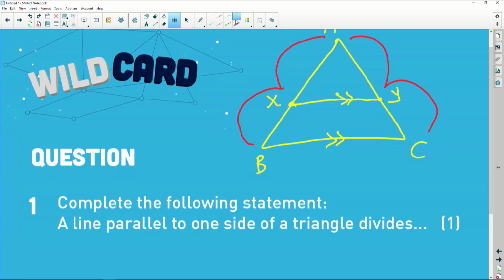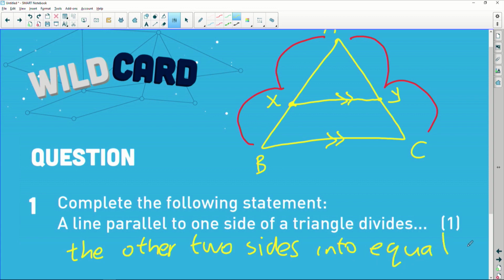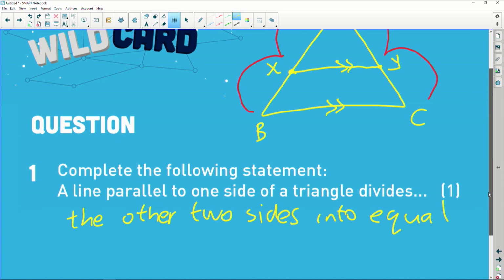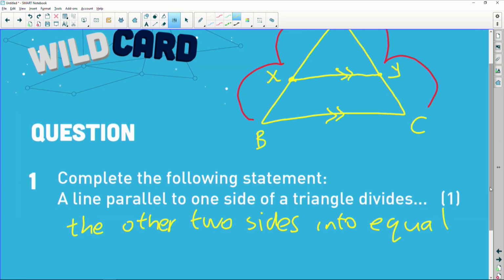A line parallel to one side of a triangle divides the other two sides into equal proportions. It doesn't mean that they are equal, it just divides the proportions of those sides. It divides the other two sides into two equal proportions. Very nice. Now we're going to go to the second part of this question.